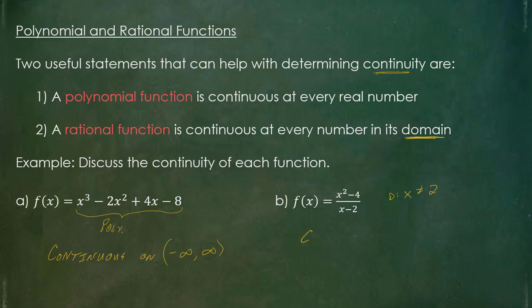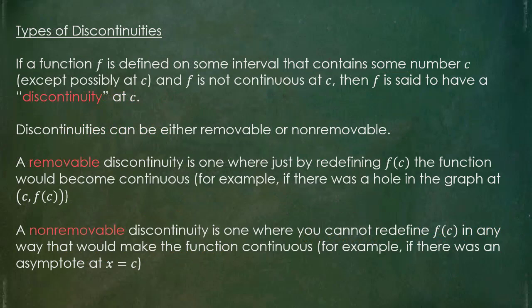So I would be able to say it's continuous on the two intervals that it creates, which would be from negative infinity until I get to 2, and then pick up on the other side of 2 and go on till infinity. I know it would be continuous on those two intervals. The only place it would not be continuous would be at that value of 2 because that was not a part of the domain.